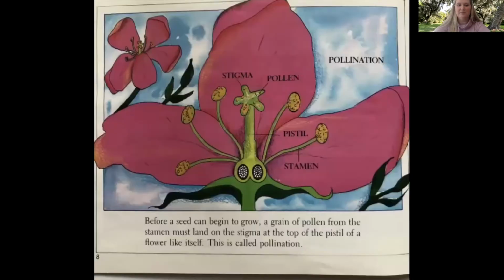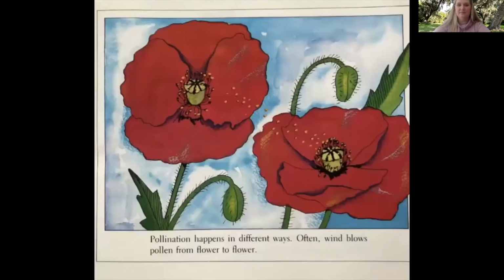Before a seed can begin to grow, a grain of pollen from the stamen must land on the stigma at the top of the pistil of a flower like itself. This is called pollination. Pollination happens in different ways. Often, wind blows pollen from flower to flower.